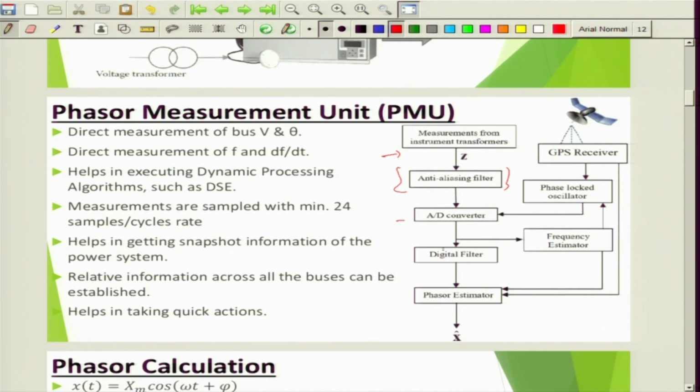And then there is a digital filter, because after A to D conversion there will also be some filtering that needs to be done. At the end of the A to D converter, you will get the frequency estimator, the frequency being estimated. After the digital filter you will get the phasor estimation, which can also be used for further control action. So basically, direct measurement of bus voltage and angle, and direct measurement of frequency and rate of change of frequency, these are the outcome of a PMU.